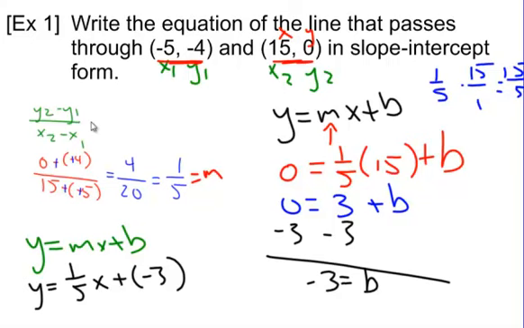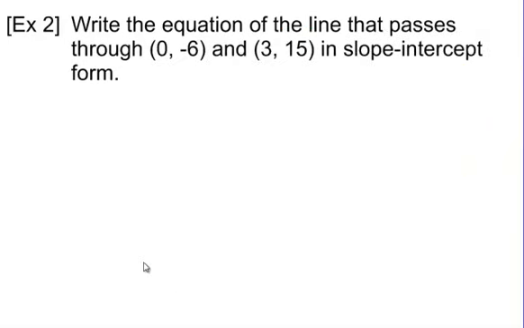So first thing you got to do is find the slope, right? And then once you find the slope, put that in for your m, and then pick one of the points to plug in for x and y, solve for b, and then plug it back into the y equals mx plus b. Try number 2 on your own.